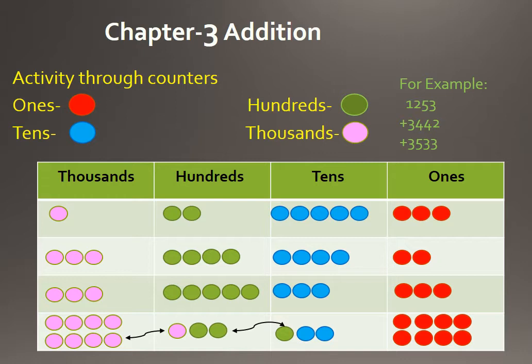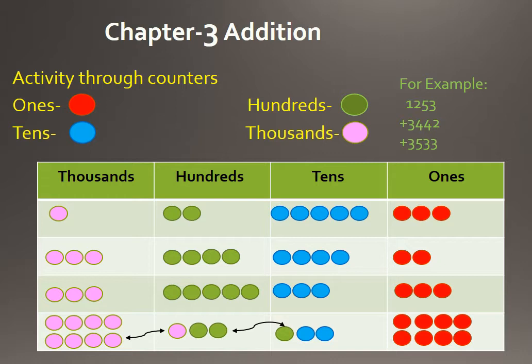Let us first add our ones. So 3 plus 2 is 5, plus 3 is 8. We have 8 red counters. So let us bring 8 red counters in the final column. Next, we move on to tens column. We have 5 plus 4 is 9, 9 plus 3 is 12. Right? Now we have 12 blue counters in the final column.